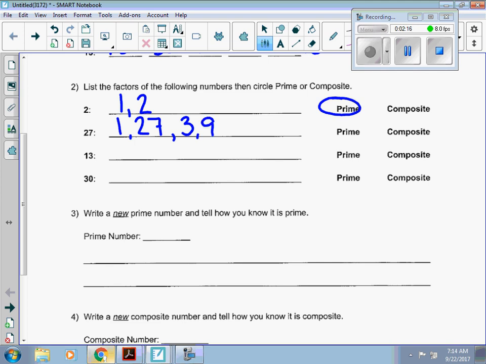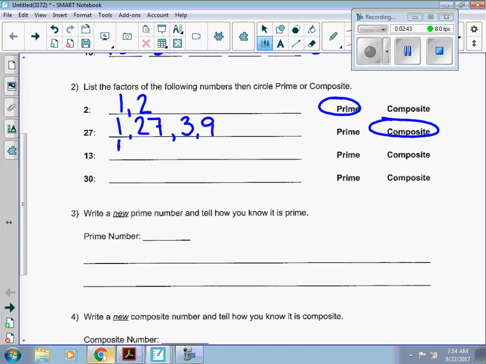And then I need to keep going until I either get to halfway through the number or find a number I've already used. So 4 does not work, neither does 5, or 6, or 7, or 8, and 9 I already have written. That's how I check to make sure I have all my factors. And now I can see I have 4 factors, which means it's composite because it has more than 2.